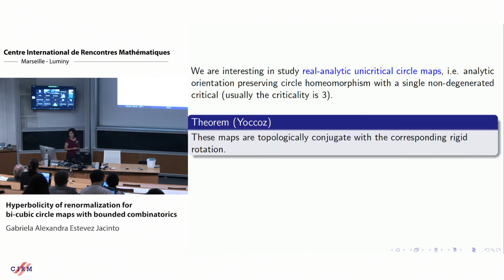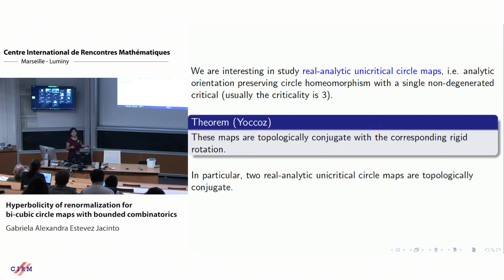There is a very famous theorem by Yoccoz, from the 80s. He proved that these maps are topologically conjugate with the corresponding rotation. So topologically, these maps are irrational rotations, of course. In particular, if you have two real analytic unicritical circle maps, they are topologically conjugate if they have the same irrational rotation number.